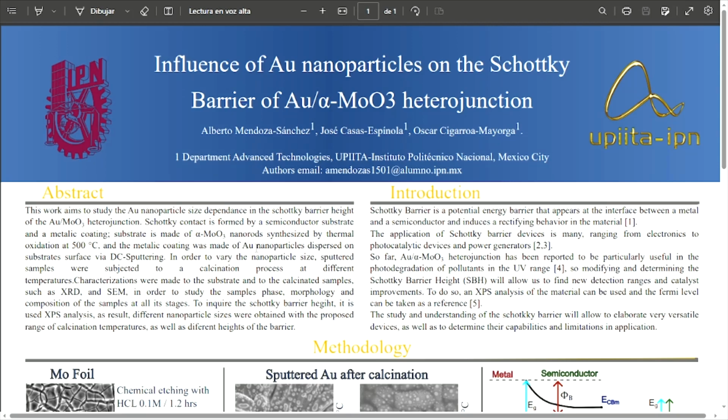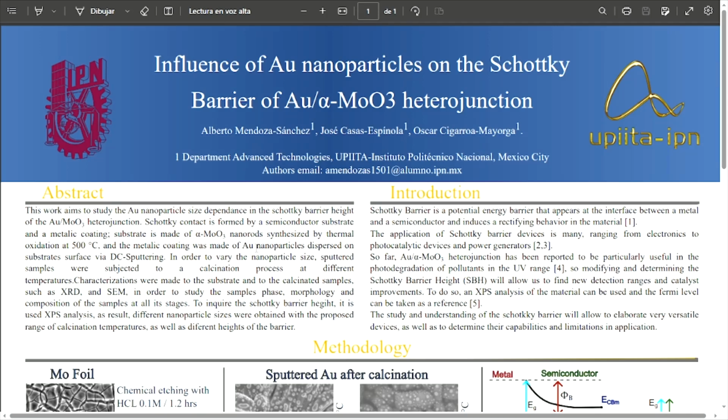Characterizations were made to the substrate and to the calcinated samples, such as X-ray diffraction and scanning electron microscopy, in order to study the sample phase, morphology, and composition of all the samples at all its stages. And to inquire the Schottky barrier height, X-ray photoelectron spectroscopy analysis was used, and as a result, different nanoparticle sizes were obtained with the proposed range of calcination temperatures, as well as different heights of the barrier.